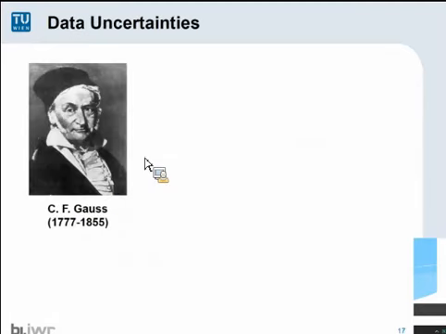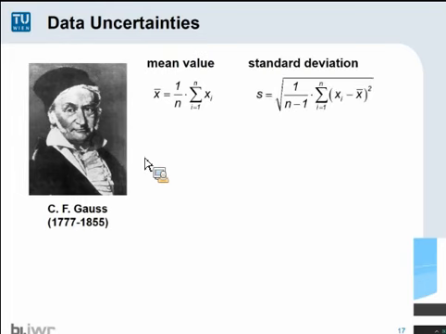Okay, well, what is data uncertainty? You might know this guy in this picture here. It's Carl Friedrich Gauss. He's one of the best known mathematicians. He lived in Germany around 1800, and he worked a lot with uncertainties. And he was the one who discovered the so-called standard deviation.